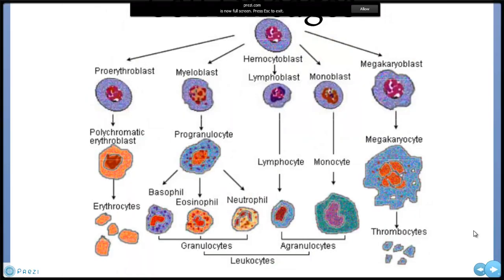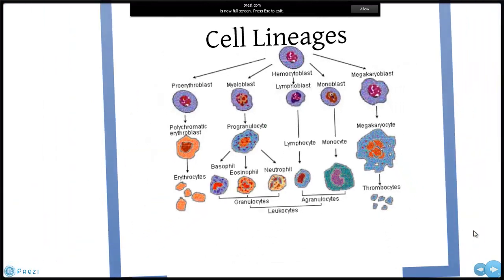Okay, so here is a picture of just the different cell lineages. You can see that all the cells start as a hemocytoblast, and then they differentiate into your granulocytes, your red blood cells, your agranulocytes, which those both make up your white blood cells. And then you can also see that the thrombocytes are also known as platelets, and those are the fragments of the bigger megakaryocyte. So I'm going to be talking about white blood cells.